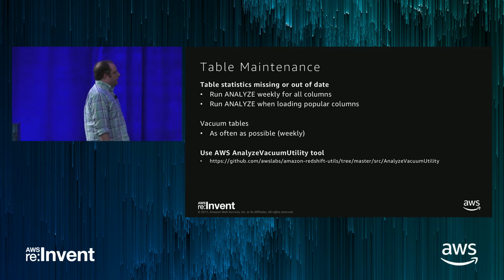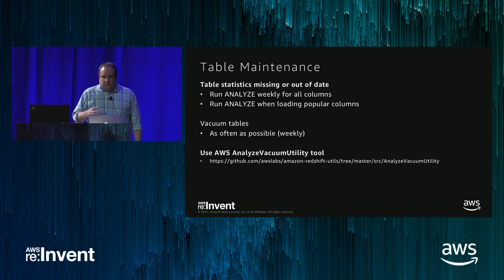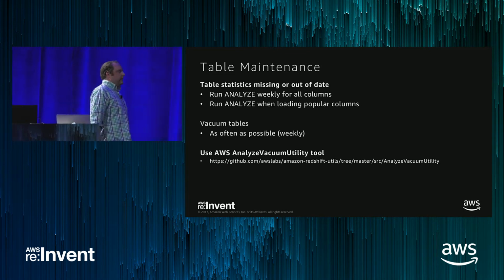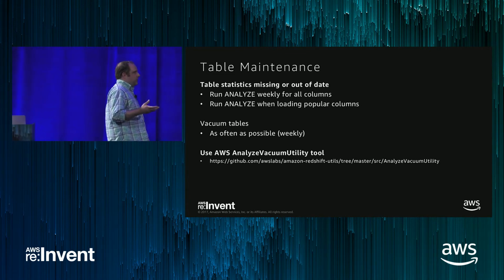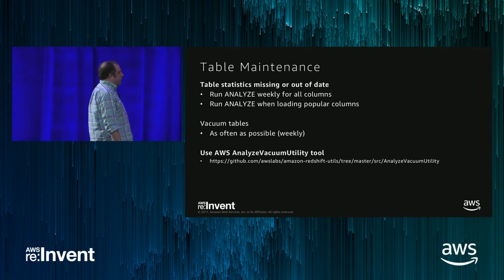And then vacuum is another one. So when you delete rows or add rows, there's unnecessary space that's there. So you want to use vacuum to reclaim that space. If you delete rows, it doesn't really delete them. There's empty space in there, so that's just empty space that you can reclaim using the vacuum.